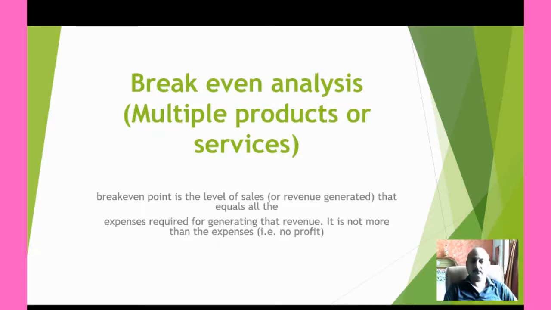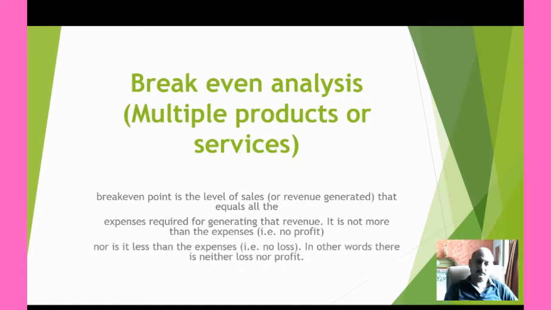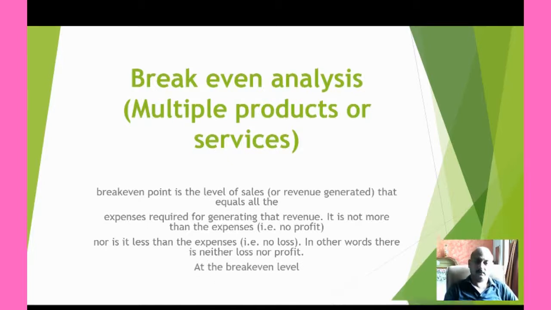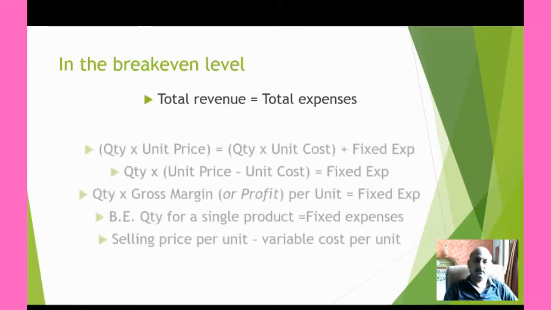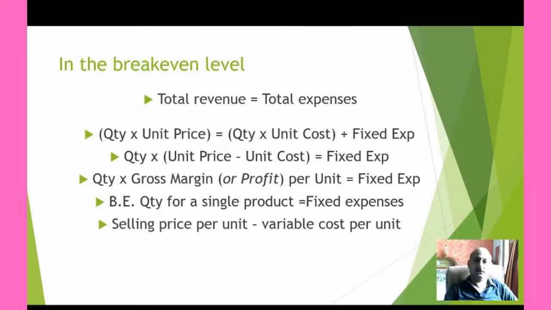It is not more than the expenses, such as no profit, nor is it less than the expenses. In other words, there is neither loss nor profit at the break even level. At the break even level, total revenue equals total expenses: quantity into unit price equals quantity into unit cost plus fixed expenses. Quantity into (unit price minus unit cost) equals fixed expenses. So we can calculate any one of the values from this method.